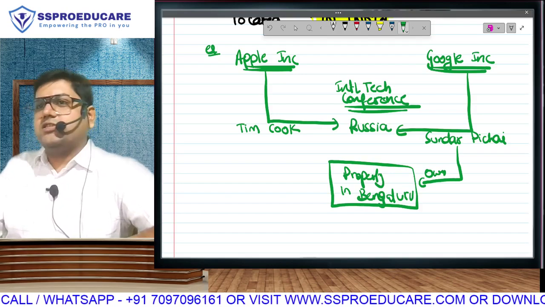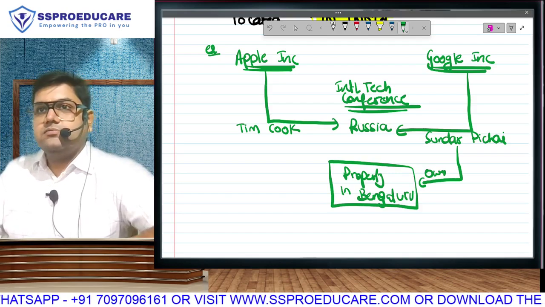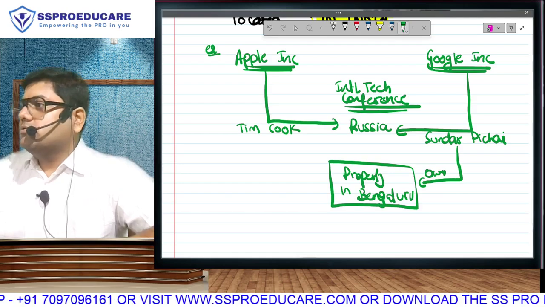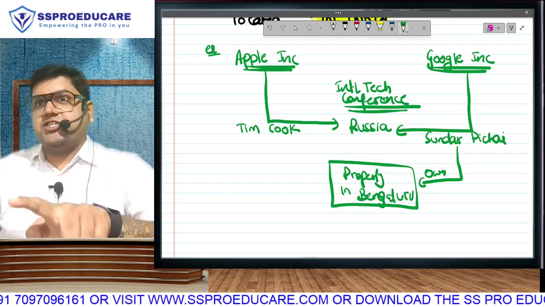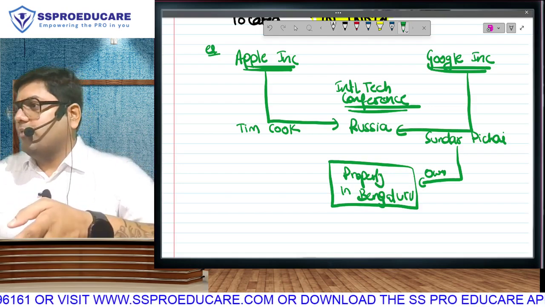So we are looking for some property in Bangalore. Can you share the details of this property? Who is talking to whom? Tim Cook with Sundar Pichai in Russia. So Sundar Pichai opened Google Maps.